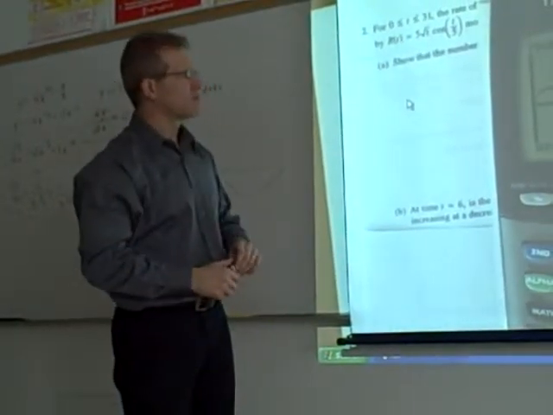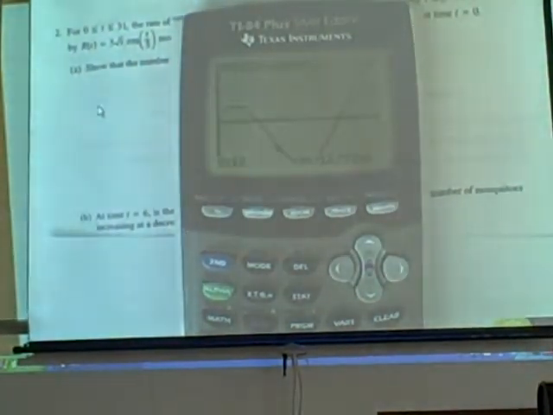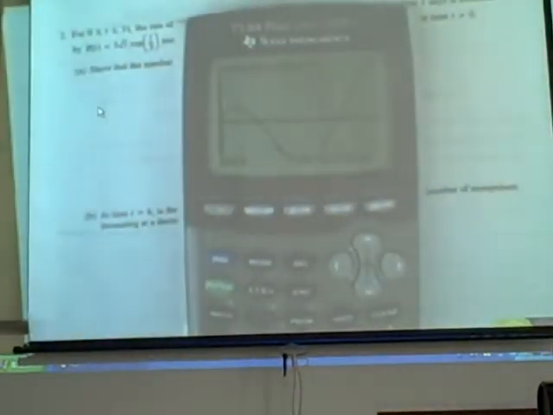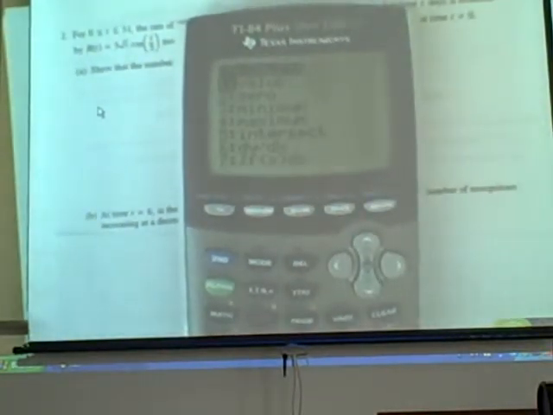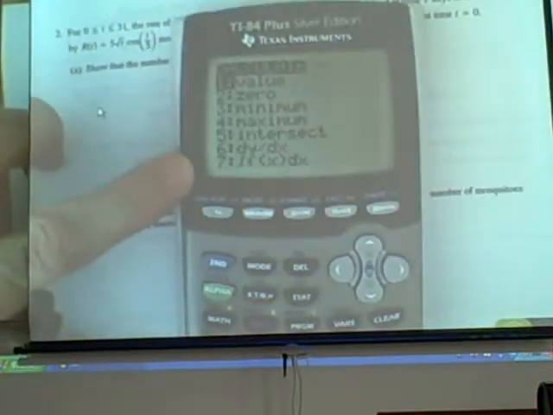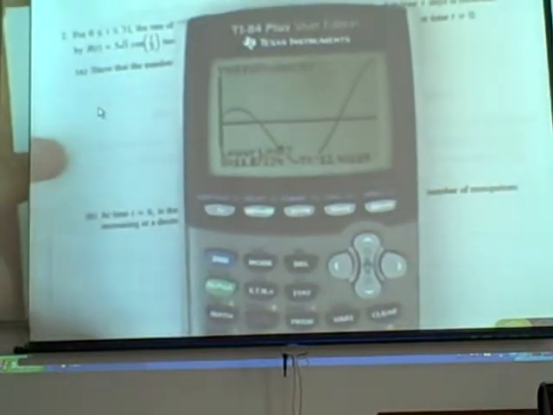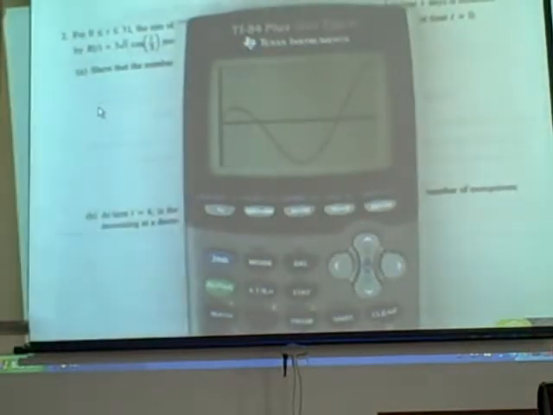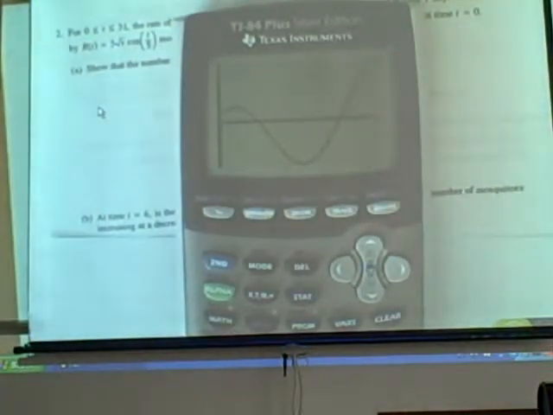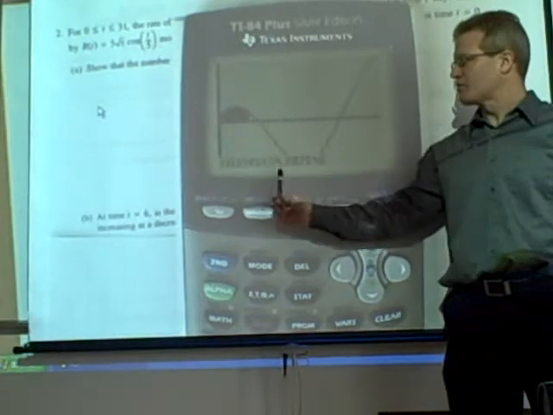Okay? So go ahead and put it back up on this again. I'm going to show you something new today that I haven't shown you before. Push second trace, and we're going to go to number 7. It's called an integral or an antiderivative. And let's go from 0 to 6. So 0, enter, 6, enter. And it comes out to about almost 35 mosquitoes. So this area represents 35 mosquitoes.